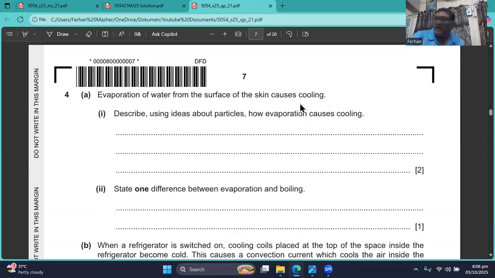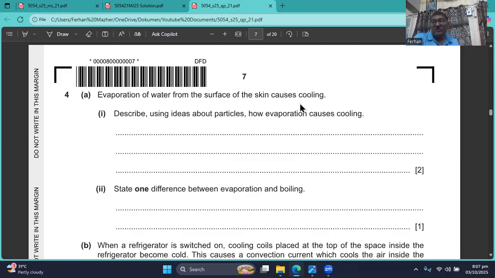The question number 4. A part. Evaporation of water from the surface of the skin causes cooling. Describe using ideas about the particles how the evaporation causes cooling. It is a 2 marks question. You see the water on your skin. The particles of the water which have higher kinetic energy, they will evaporate from the surface of the water, leaving behind those water molecules whose kinetic energy is less. So the average kinetic energy of that water will decrease.